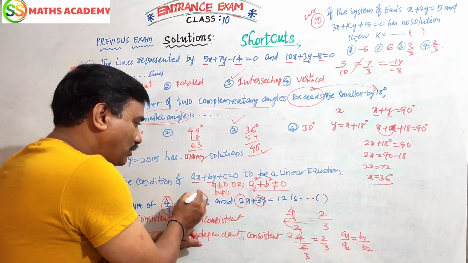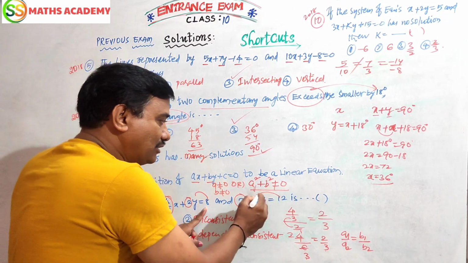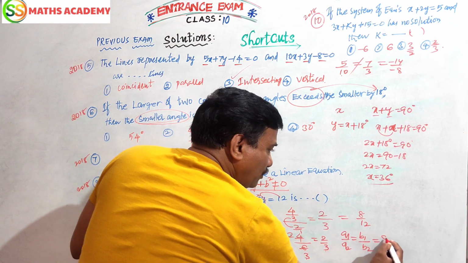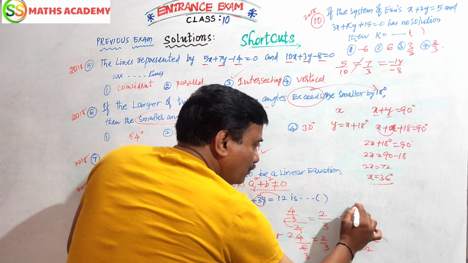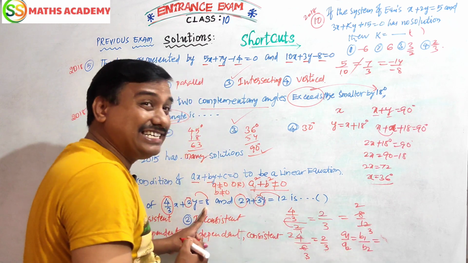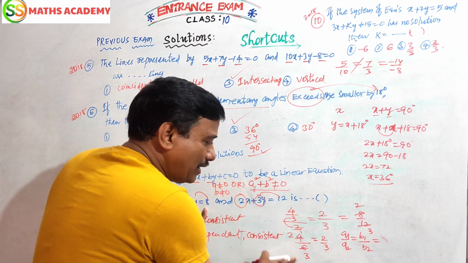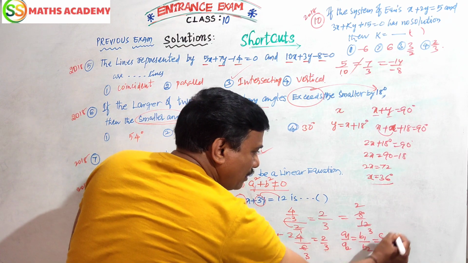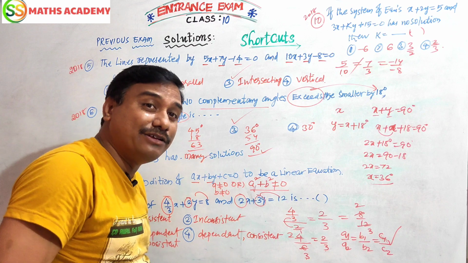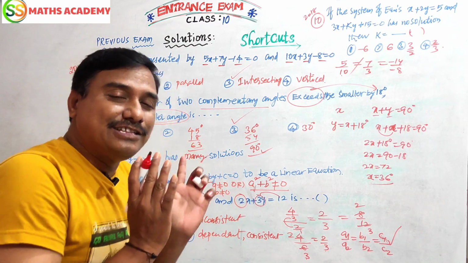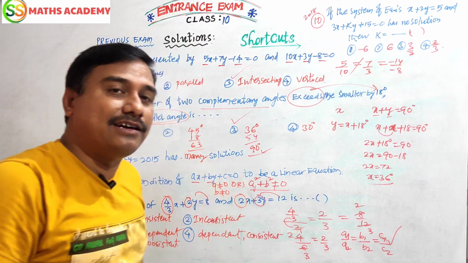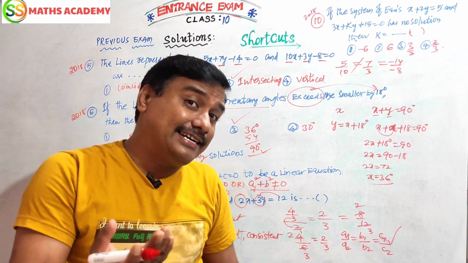c1: the plus 8 comes to the left side, so minus 8, and 12 also, so 8 by 12. 4 2s are 8, 4 3s are 12. So 2 by 3, 2 by 3, all are equal. So a1 by a2 equals b1 by b2 and equals c1 by c2. When the three conditions are equal, the lines are called dependent and coincident, or consistent and dependent.